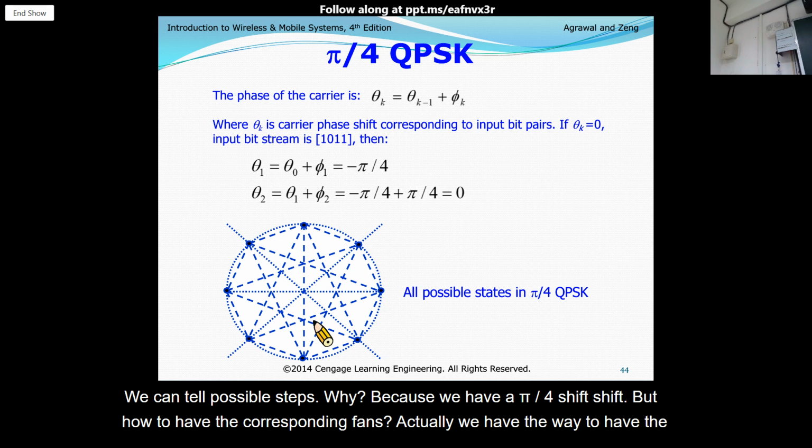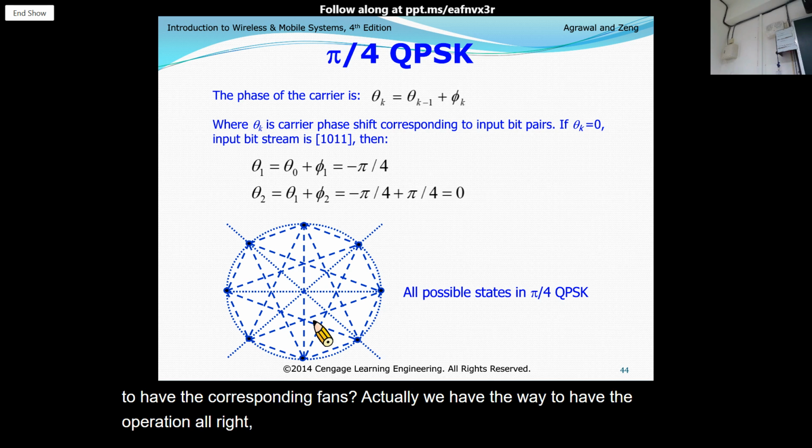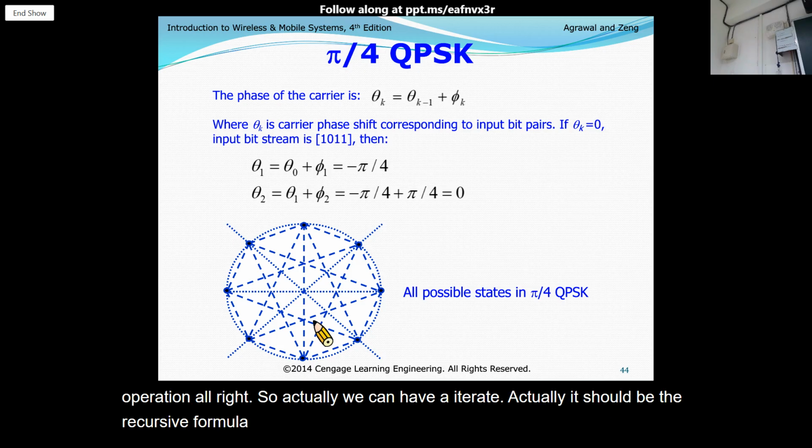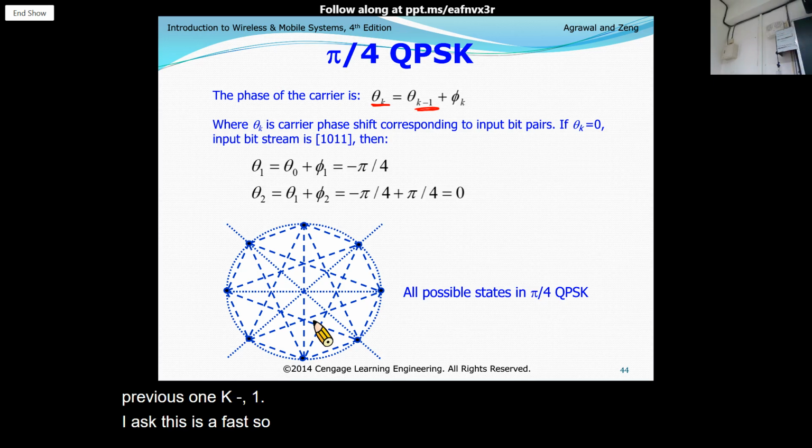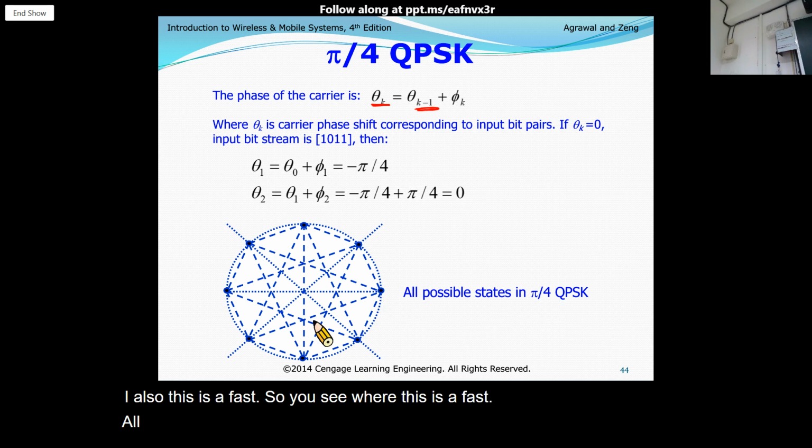All right, so actually we can iterate. It should be a recursive formula: the current phase, k, and the previous one, k minus 1. And also, this is a phase. So you see where this is a phase. All right. And actually, we can have the corresponding one.